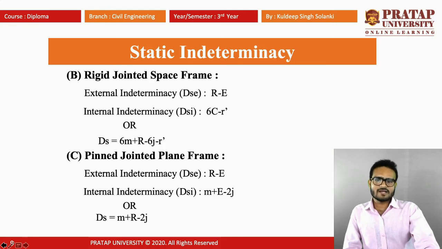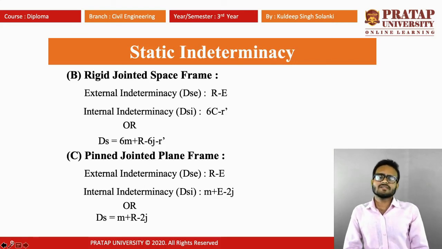Okay, go to the next slide. Rigid joint space frame. For a rigid joint space frame, external indeterminacy DSE is equal to R minus E, same as the rigid joint 2D frame. Rigid joint space frame means a rigid joint 3D structure. Internal indeterminacy DSI is equal to 6C minus R dash, or directly we calculate with this formula: DS is equal to 6M plus R minus 6J minus R dash. What is R, what is E, what is C, what is M, all we know.